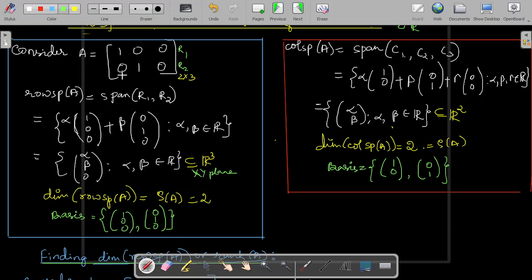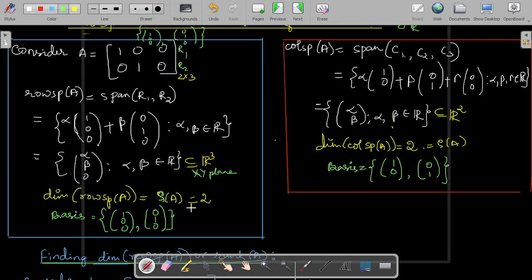This is the row space of the given matrix, or else it is the space spanned by the vectors 1, 0, 0 and 0, 1, 0. So the row space is the space spanned by the rows of the matrix. If you want the dimension of the row space of A, that is also called the rank of A. Rank of A is the symbol, and it is called the dimension of the row space of A.